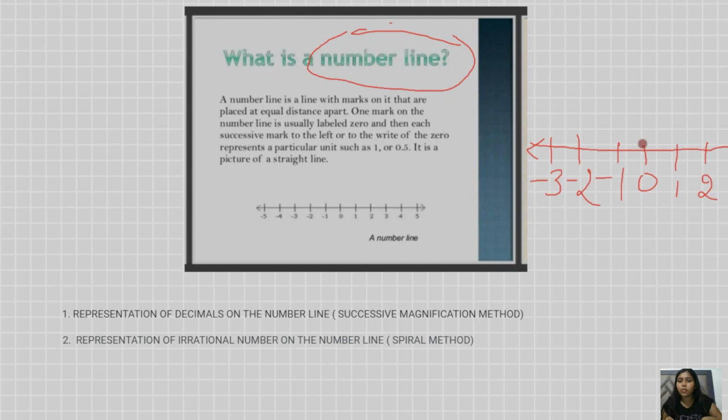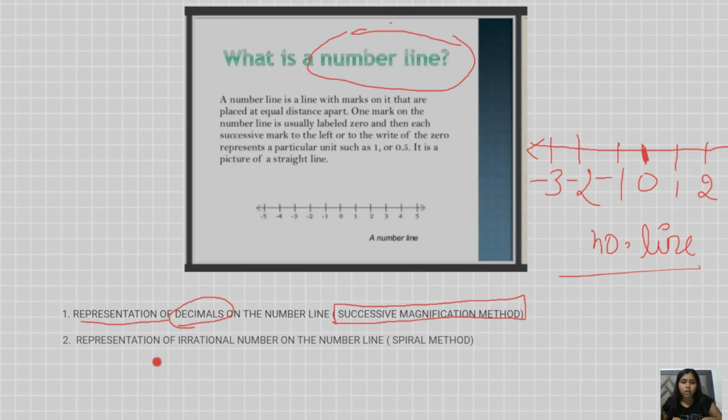This is the number line on which we plot things if we want to locate some expansions. In this chapter in class 9th, you will learn to represent the decimal expansion on the number line, and this is known as the successive magnification method. The second thing you will learn is the representation of irrational numbers on the number line with the help of the spiral method. I'll explain both of them in detail: what is successive magnification and what is the spiral method to locate an irrational number.